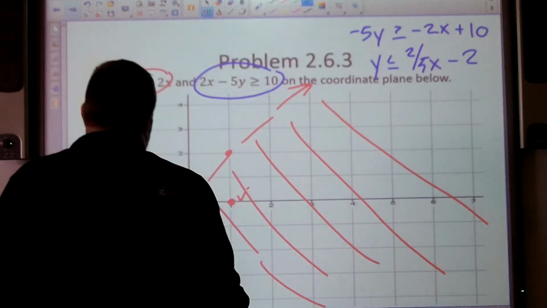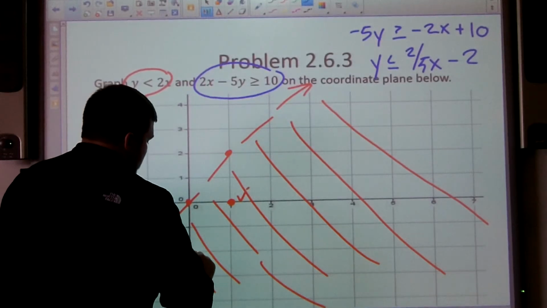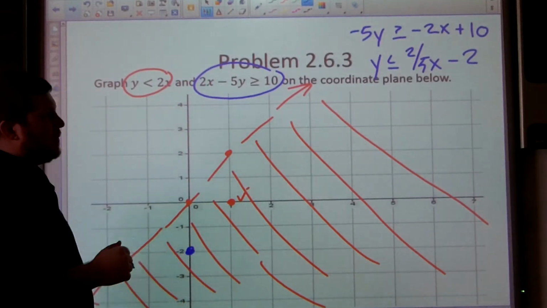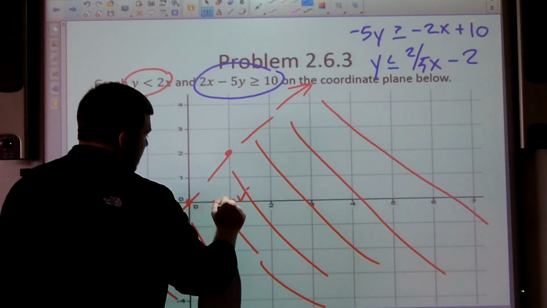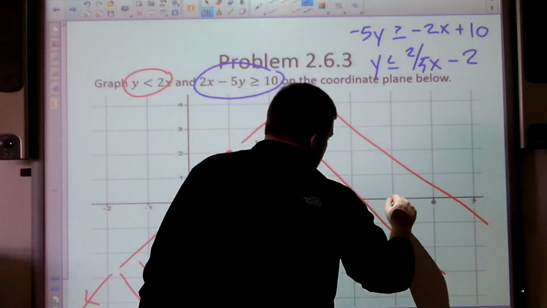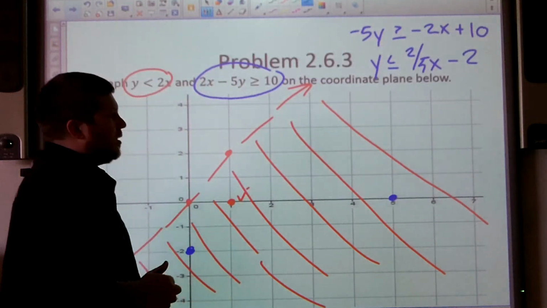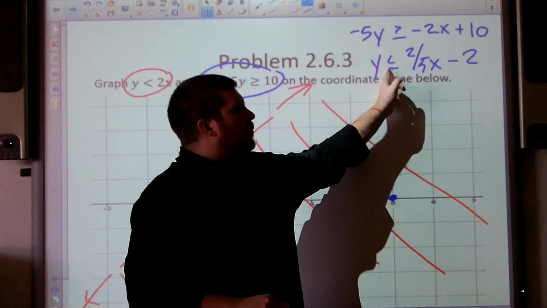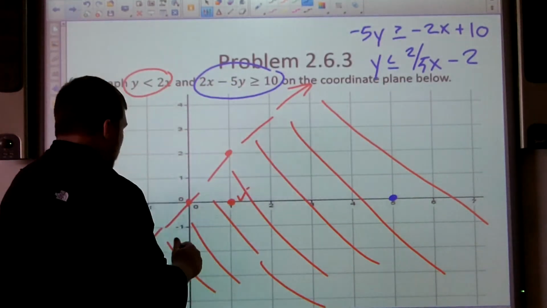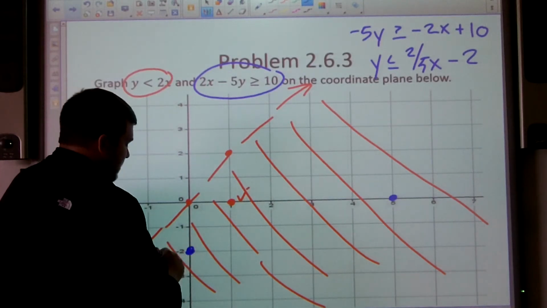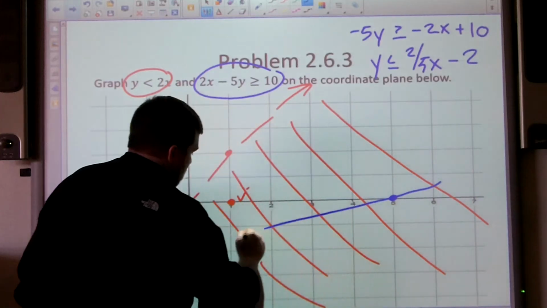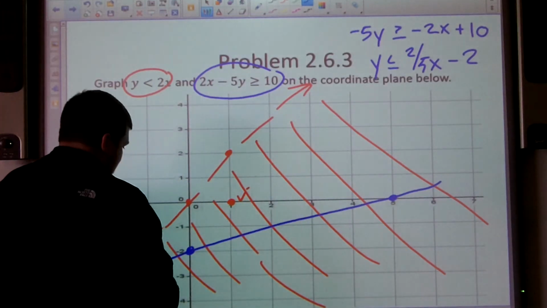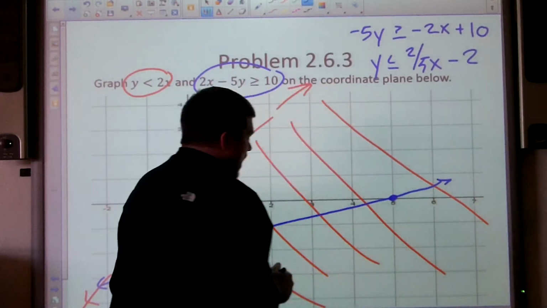Okay, so my y-intercept now is at negative 2, and my slope is 2/5. So I'm going to go up 2 and right 5. So here's my next point. Now also notice that my boundary line is included in the inequality. So I'm going to draw a solid line. So something like that. And I want to test the point.